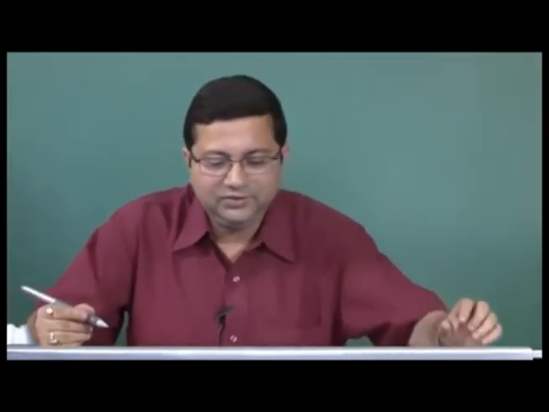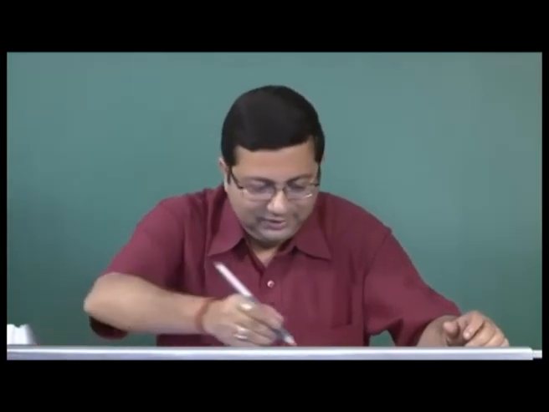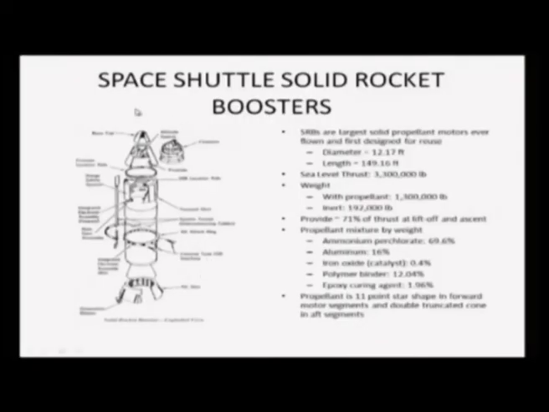Now, one of the most widely known solid propellant rockets is the Space Shuttle solid rocket booster. This is the Space Shuttle solid rocket booster with all its components, perhaps one of the biggest rockets ever made, the SRBs. It is the largest solid propellant rocket ever flown, and its diameter is 14.17 feet, length is about 150 feet. It is a huge rocket. Sea level thrust it produces is 3.3 million pounds, and its weight with the propellant is about 1.3 million pounds. It provides 71% of the thrust at liftoff of the space shuttle. So, you can imagine how big this rocket is.